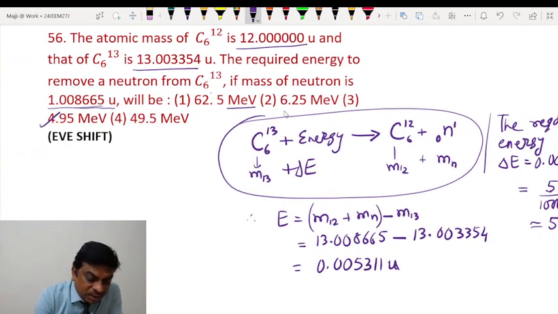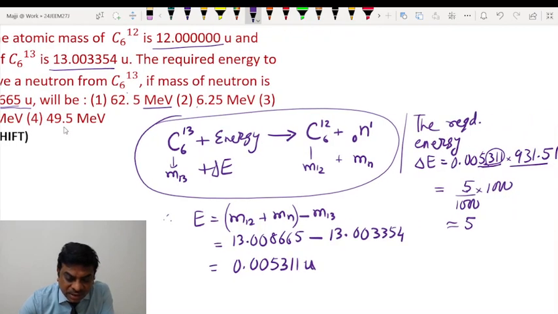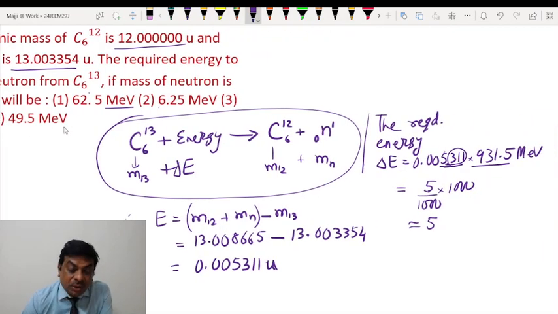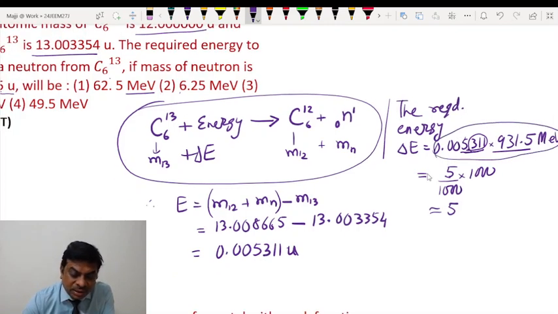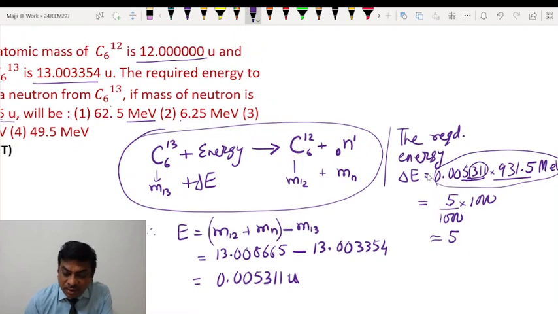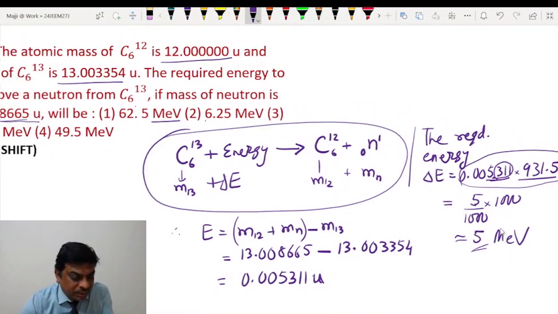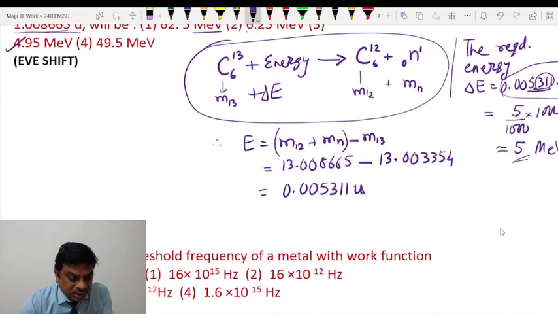Students, be careful. There's a 6.25 million electron volt option also close to this, but you have to take a calculated risk. If you have time, do check it, because you should not take a risk. If you don't have time, then certainly you can go with this kind of approximation. The answer close to 5 million electron volts was 4.95, so that is the correct answer.